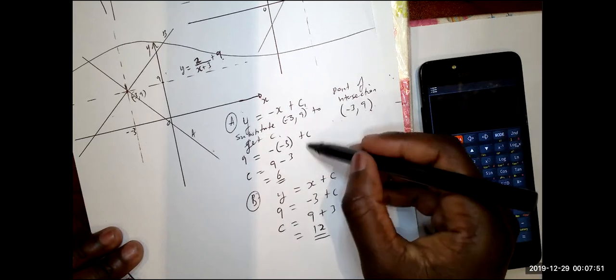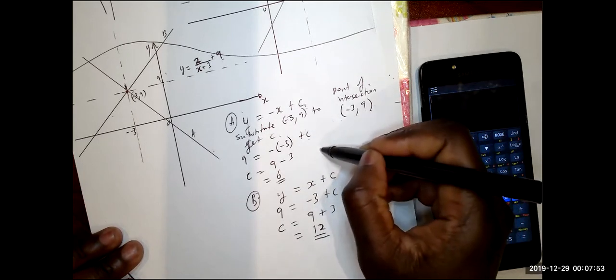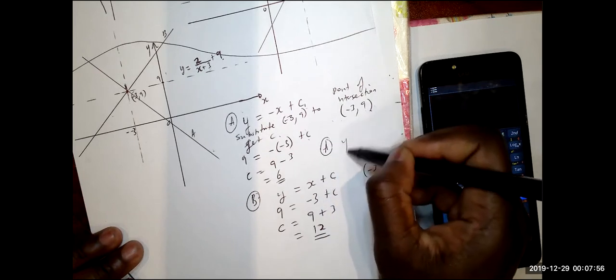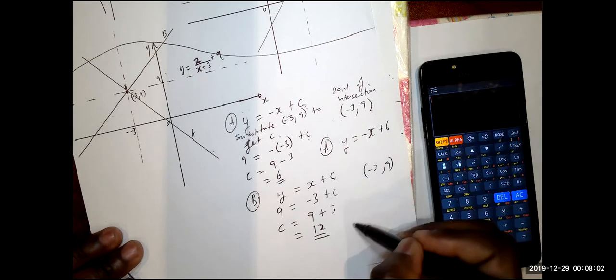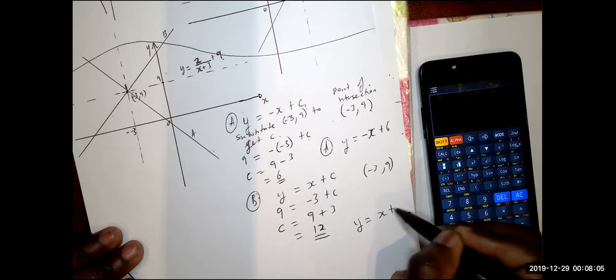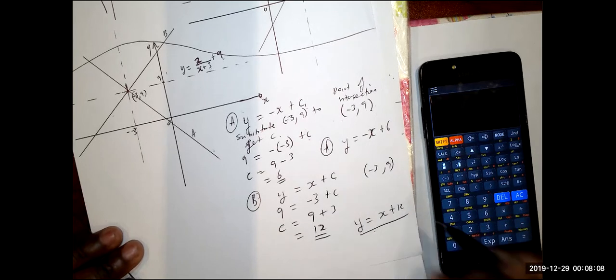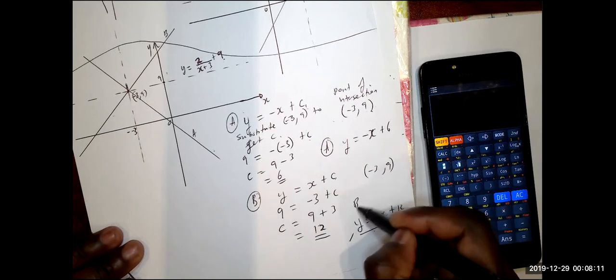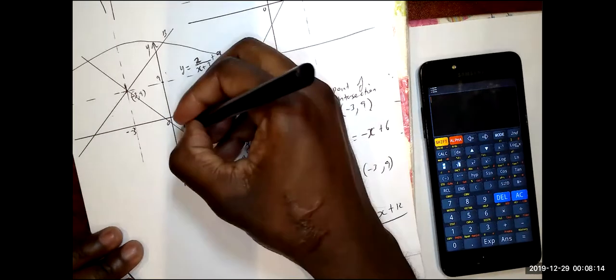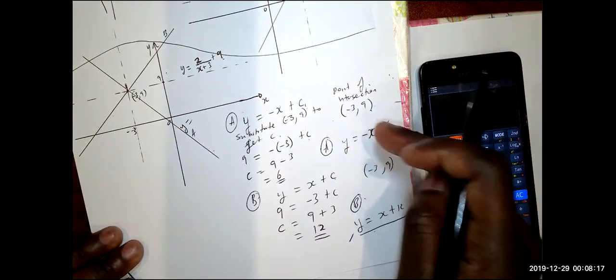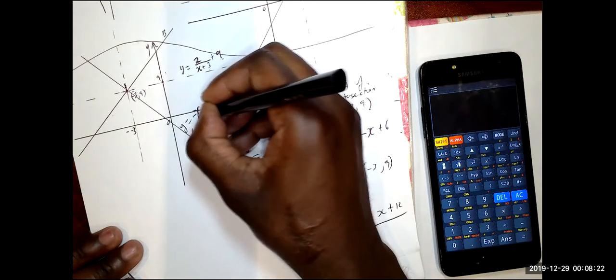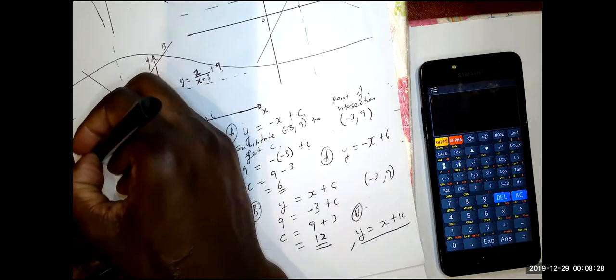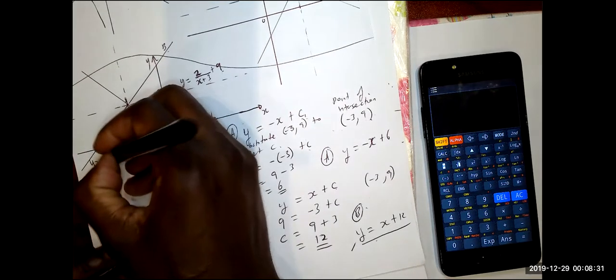So in other words, the first equation, for a, is y equals negative x plus 6. Then for this one, y equals x plus 12. Okay, so these are the two equations of symmetry that we have there. So we've got y equals negative x plus 6, and this one is y equals x plus 12.